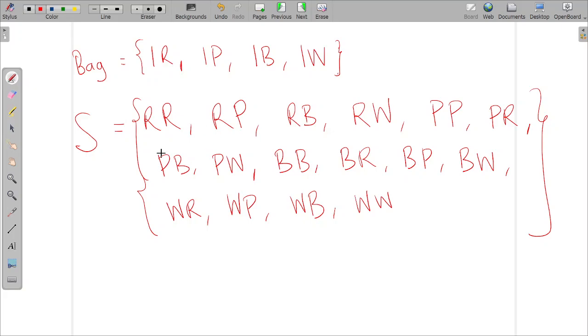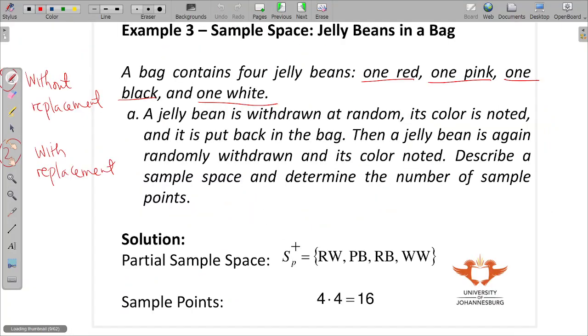If you count, how many sample points are there? 1, 2, 3, 4, 5, 6, 7, 8, 9, 10, 11, 12, 13, 14, 15, 16. So the number of sample points is 16. You can see these are the samples because the first one is taken and the second one also, with replacement. That is why we have 16 sample points.